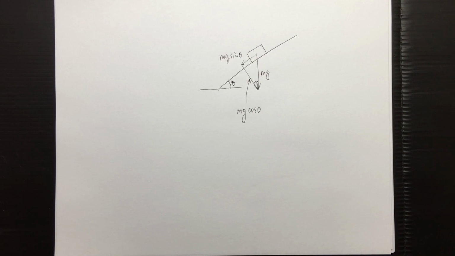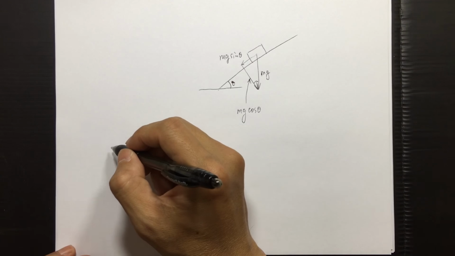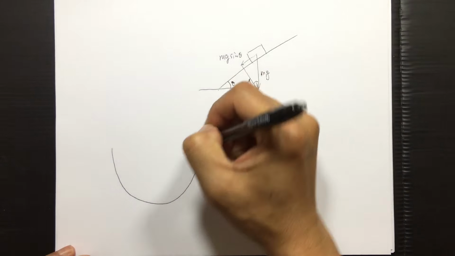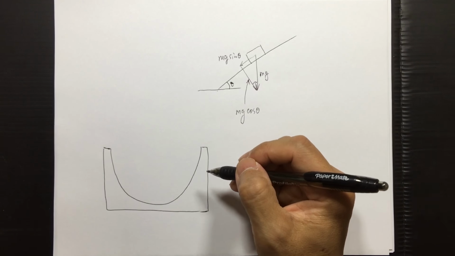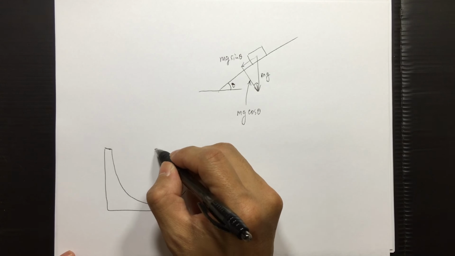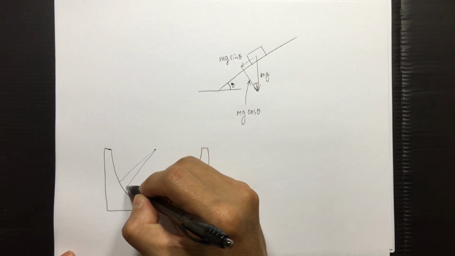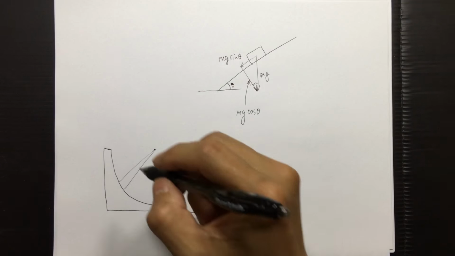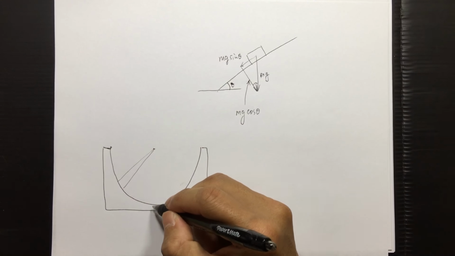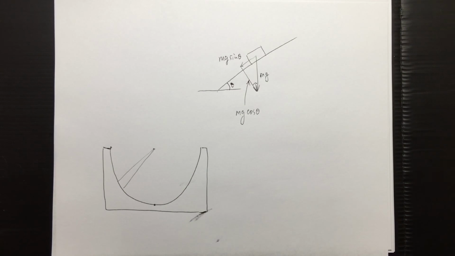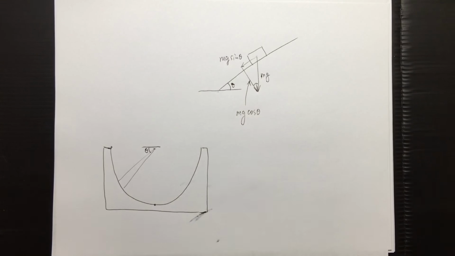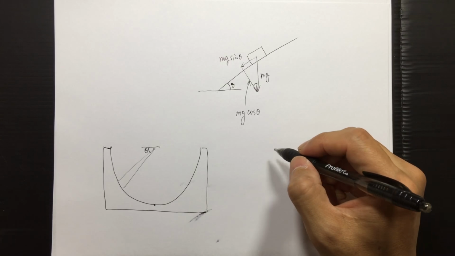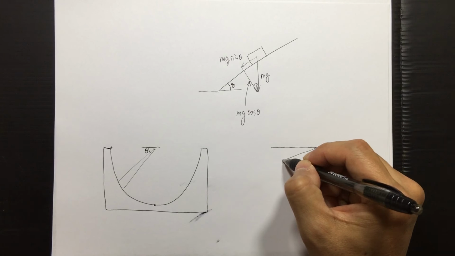Now, let's make it a little more interesting. Let's say you have a thing like this. This is a circle. A person here is going to glide down, and you want to know the velocity here. Let's call this theta, and we're going to count it this way.